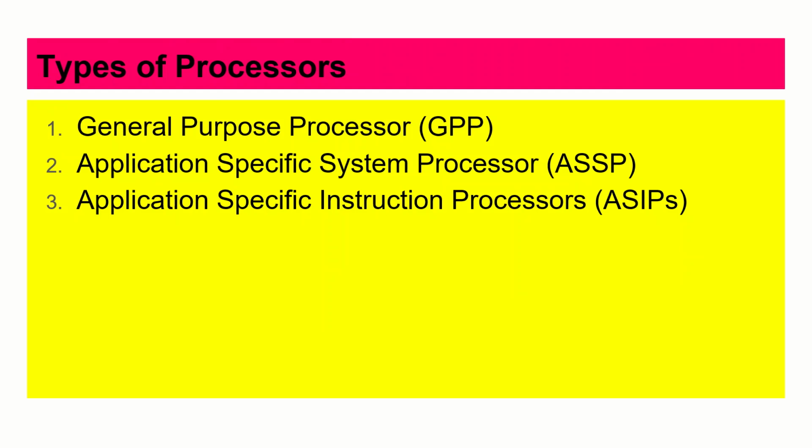There are different types of processors. The first one is the general purpose processor, GPP. The other is the application specific system processor, that is ASSP. And the third one is the application specific instruction processor, also known as ASIP. I will not go into the details of ASSP and ASIPs. Embedded processors are part of GPP, and so we'll be focusing more on that.